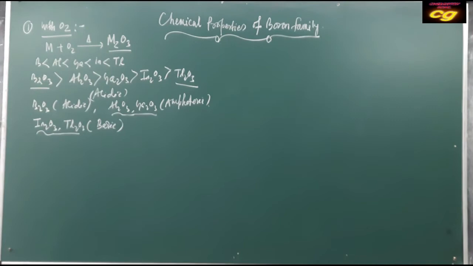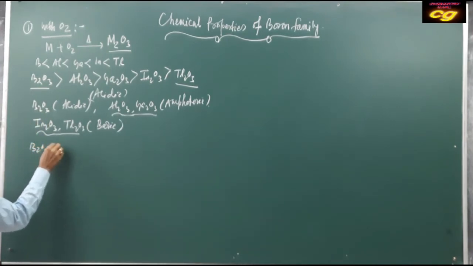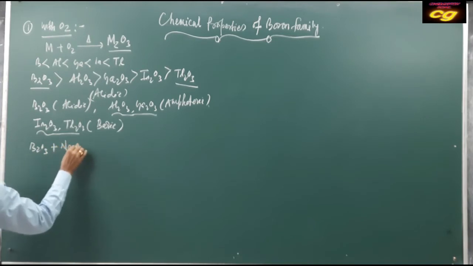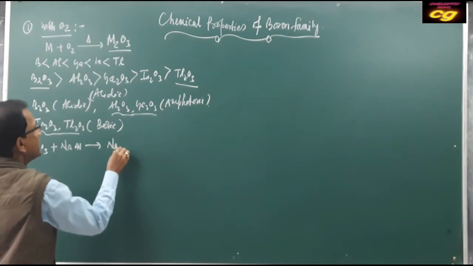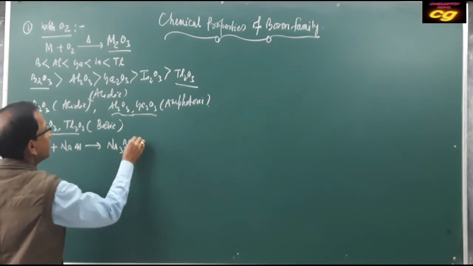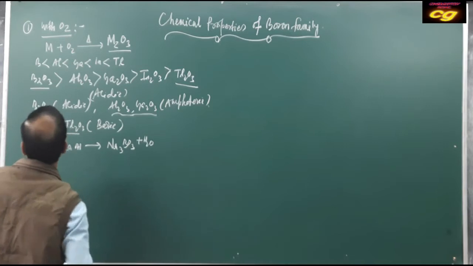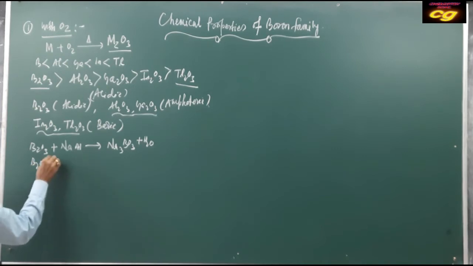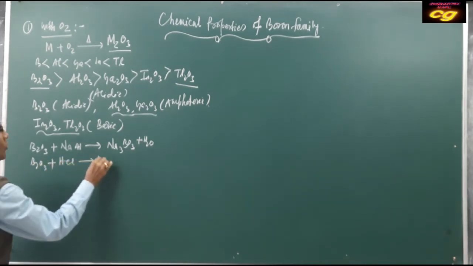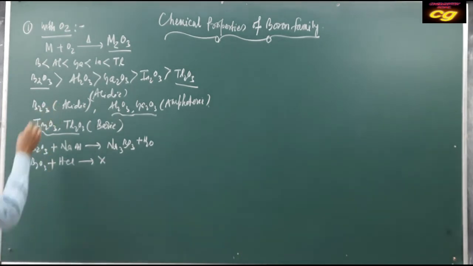If you see the reactivity, boron oxide reacts with base, forming sodium borate, Na3BO3, plus water. But boron oxide does not react with HCl. It is acidic. It has no reaction with HCl. B2O3 with HCl, no reaction.